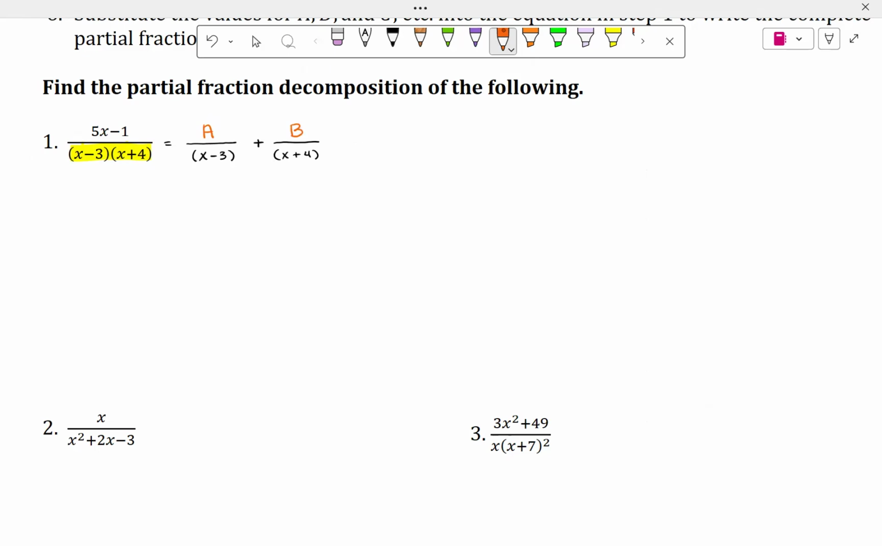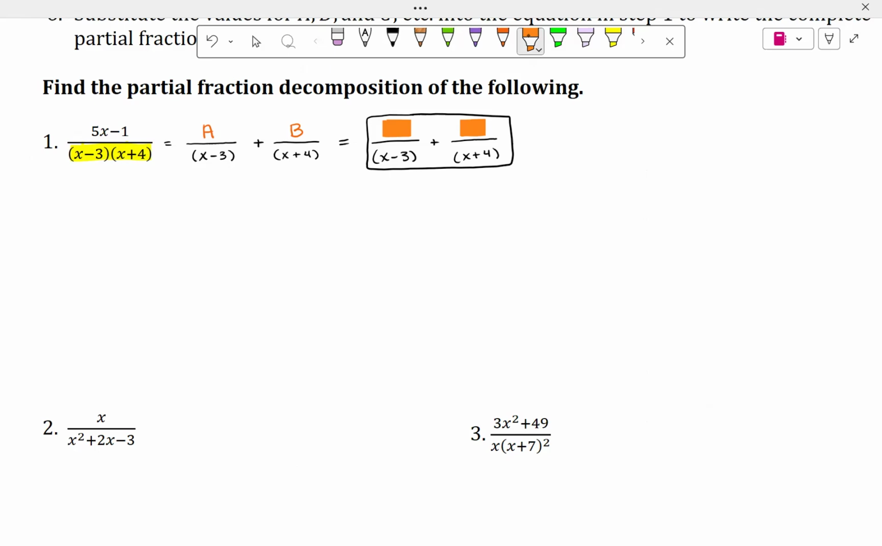Now, I want to find out what A and B are so that I can then write this as a final answer, A over x minus 3 plus B over x plus 4. I'll find out what A and B are in a minute, and I'll substitute them back in here, and this will be my final answer with the values that I find for whatever A is and whatever B is. Okay, so how do I find those? I need to build a system of equations to find out what A and B are. A and B will be my variables.